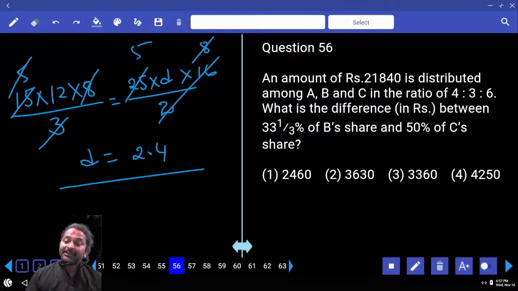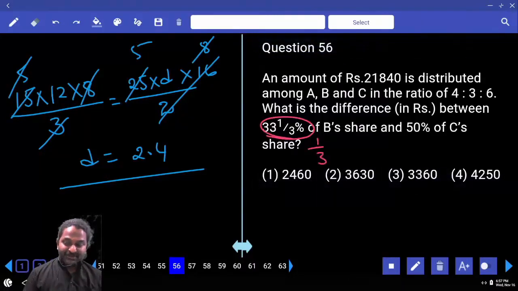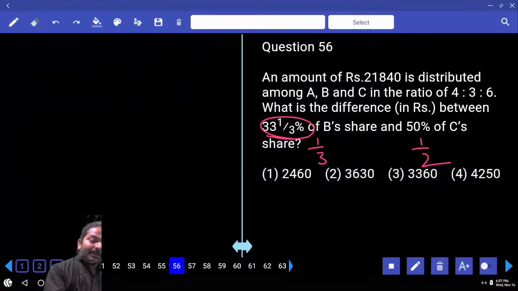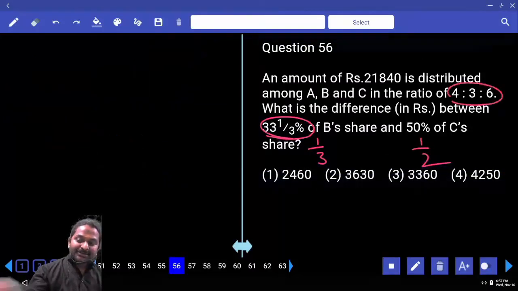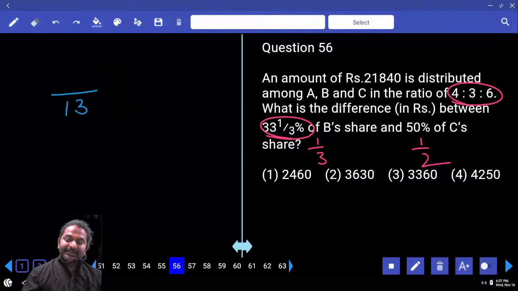An amount of 21,840 is distributed among A, B, C in the ratio 4:3:6. What is the difference between 33 1/3%, which is 1/3, of B's share and 50% of C's share? Am I right? Now, total how many parts we have? 4, 3, 6, 13 parts. Correct? Out of 13 parts, 1/3 of B's share.